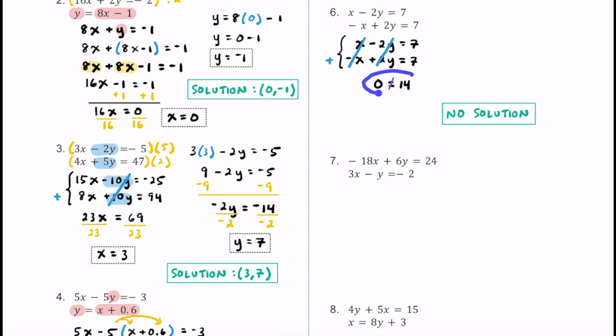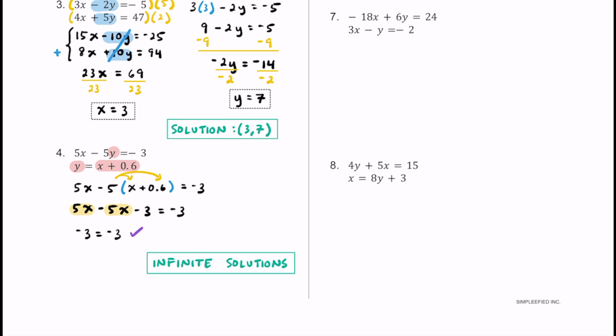Again, if you got a true statement like 0 equals 0 or 14 equals 14, that would mean that these two lines are on top of each other or they coincide, which means they have infinite solutions. But if you ever get an inaccurate statement or a false statement like this, that's just not true. That means that the two lines are parallel to each other. If you want to go ahead and graph them, you should see, because they have the same slope but different y-intercepts, that these two lines would never intersect.